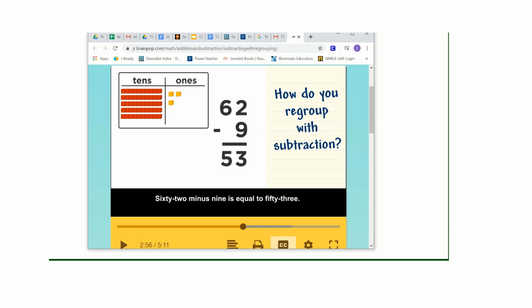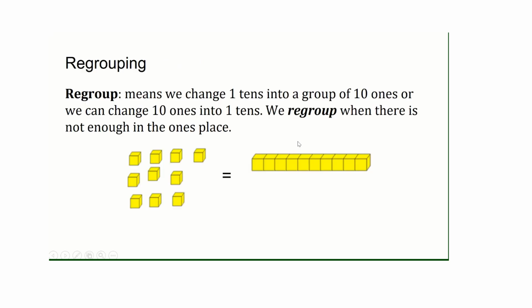So I'm going to stop the video right there. So we saw Annie show us how we need to regroup in subtraction. So we know that regrouping means we change 1 10 stick into 10 ones cubes. Or you can do the opposite. You could take 10 ones cubes and change them into 1 10 stick. We regroup when there is not enough in the ones place.